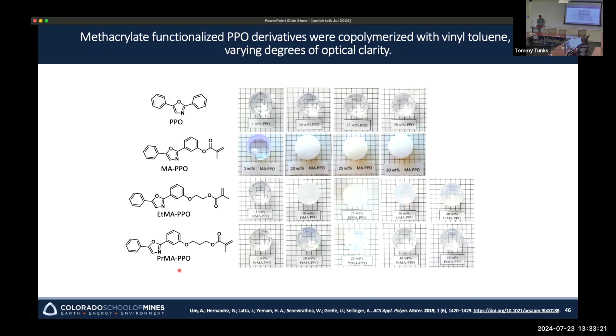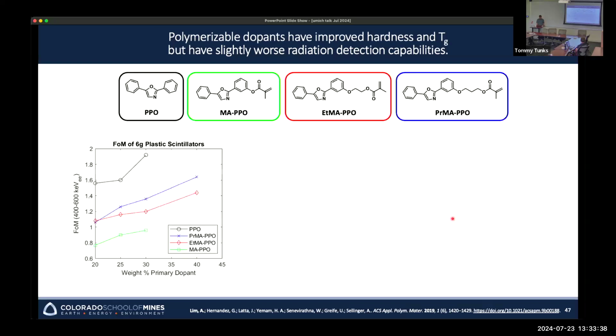So now you can see that with the ethyl bridge and with the propyl bridge, you can get to a point where you can actually add 48% of these, and they're pretty good in terms of their optical clarity. And then again, these are super hard, as I'll show in a second. So we have these systems.